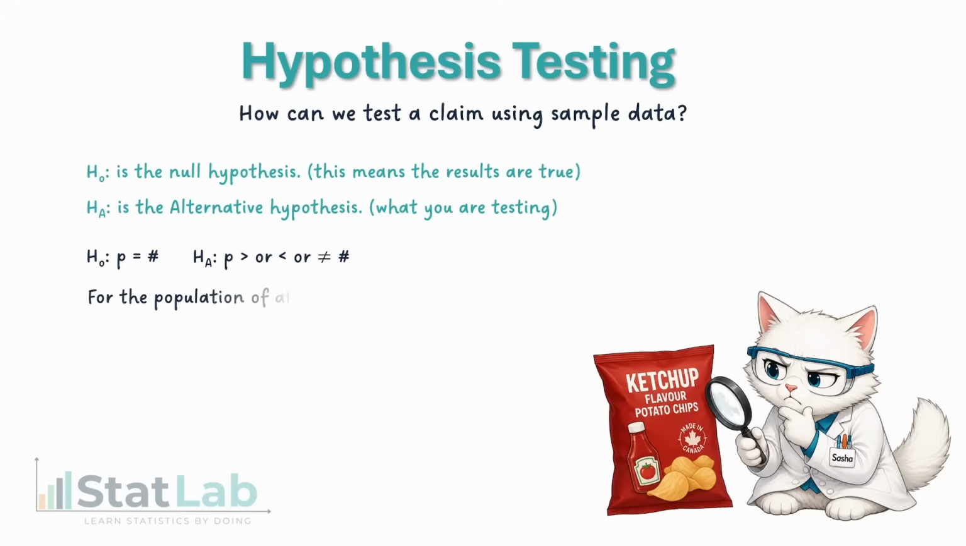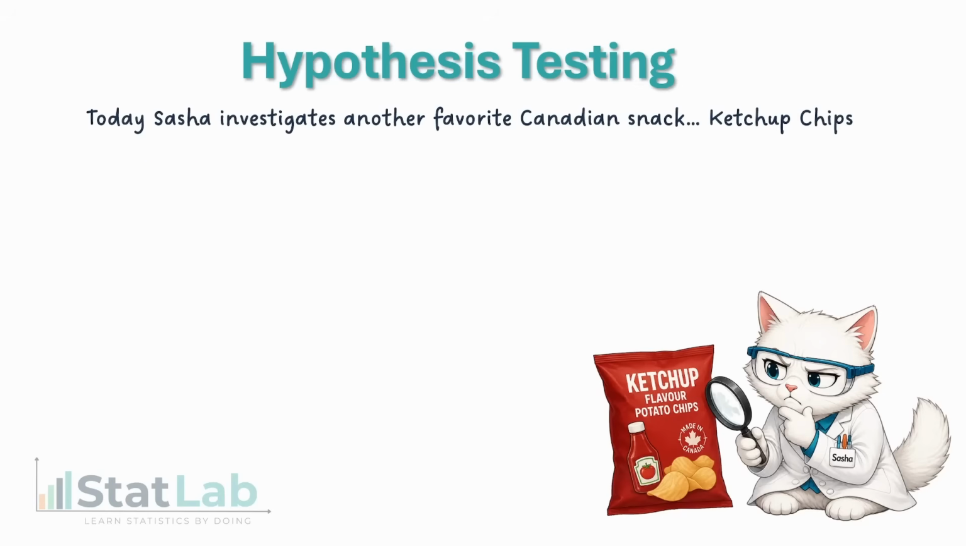Now, another important thing is that you always have to define your parameter. You can't just say p and then not say what it is. So you would have to say, for the population of all, whatever you're talking about, let p be the proportion that blah, blah, blah. So today we are going to investigate another favorite Canadian snack, ketchup chips.